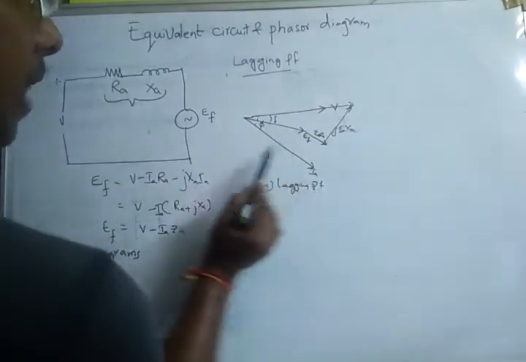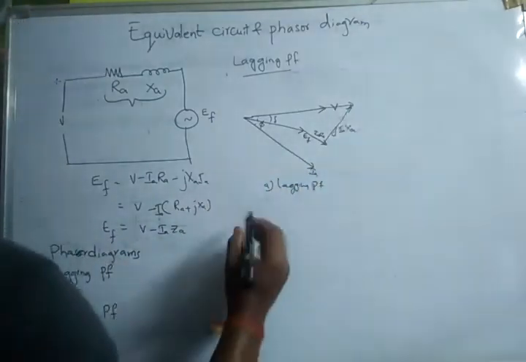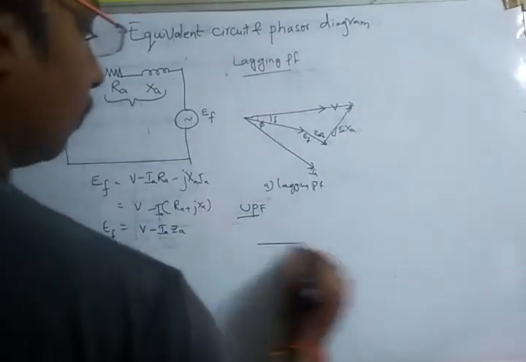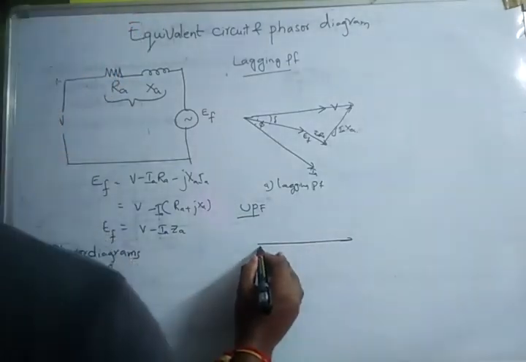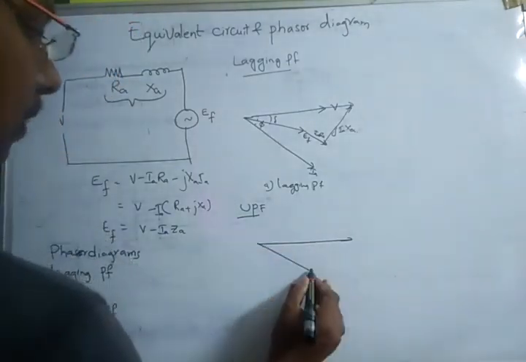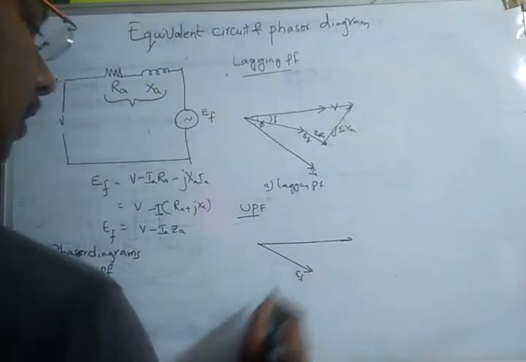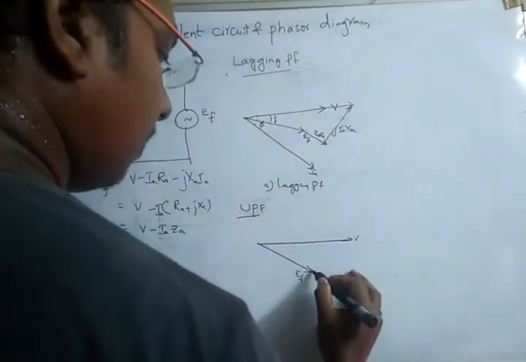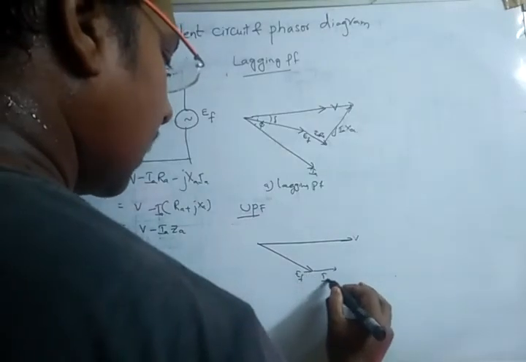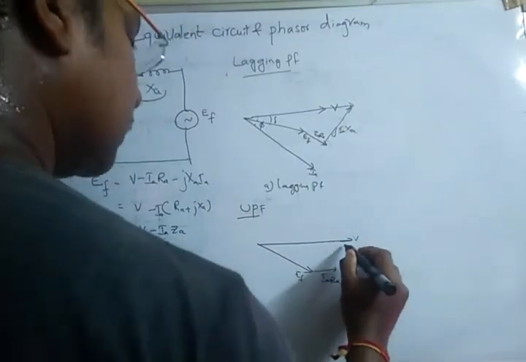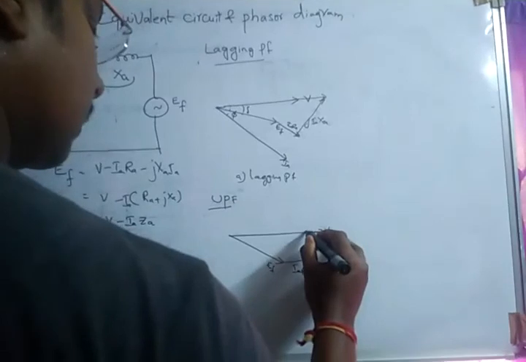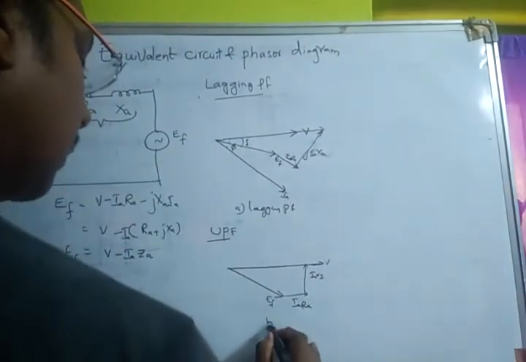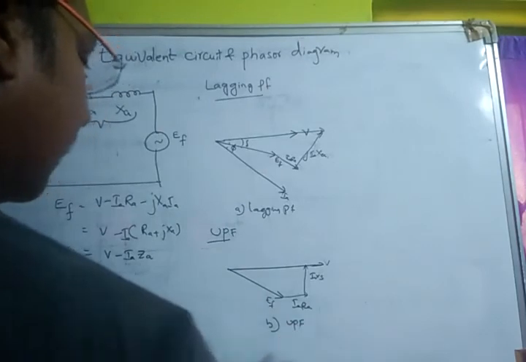In lagging power factor, armature current lags voltage V. In unity power factor, both are in phase. Voltage and current are in phase. So this is voltage, and the current is also in the same direction as the voltage. This is IA RA, and this is 90 degrees, IA into XS. This is the phasor diagram for unity power factor.